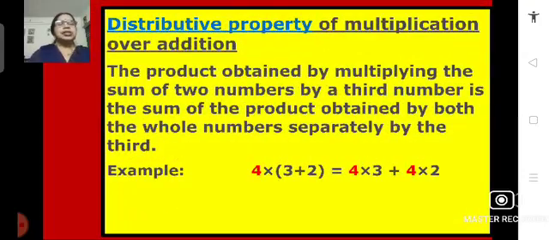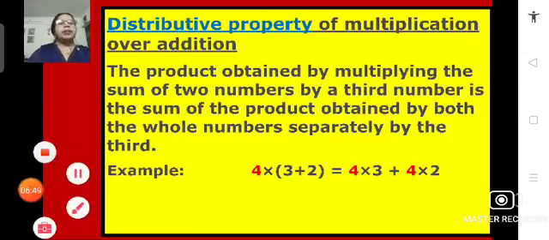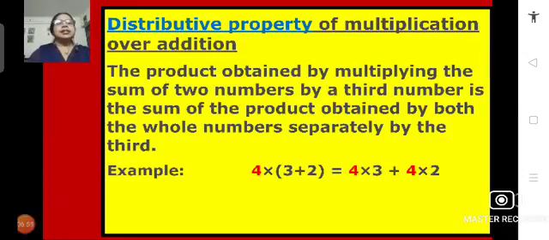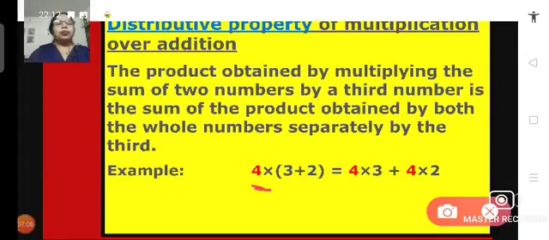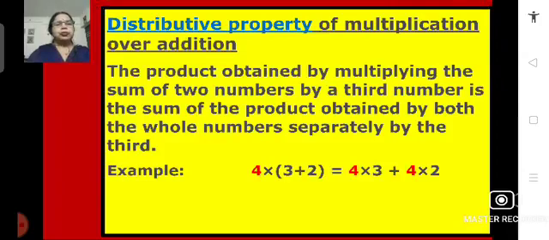Next property is distributive property of multiplication over addition. Children, this property says that the product obtained by multiplying the sum of two numbers by a third number is the sum of the products obtained by multiplying both the whole numbers separately by the third. That means even if we multiply one number with the sum of two numbers, or if we multiply them separately and add them, still the result remains the same. This is the distributive property of multiplication over addition.